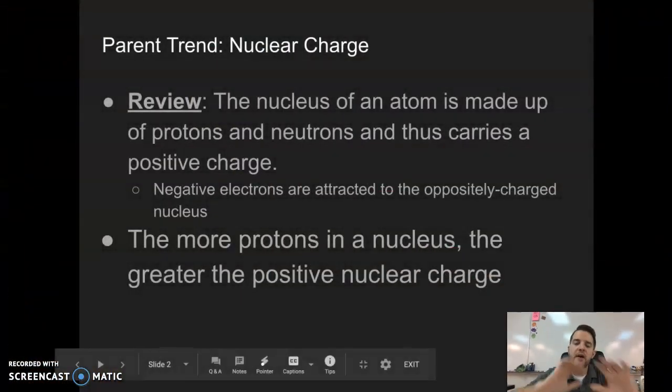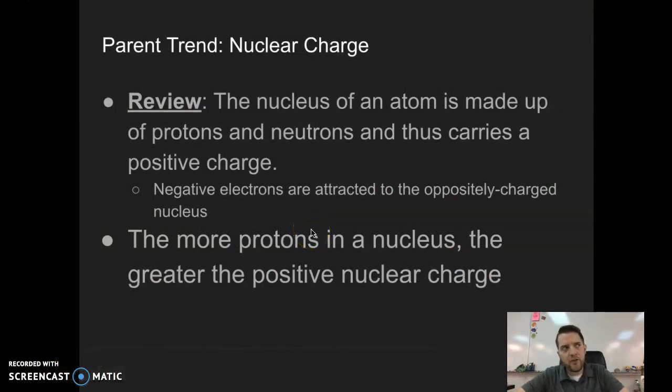Now, what keeps them from going all the way in is their energy, their momentum, and their centripetal force that keeps them on their pathways through the orbitals. But if the attraction of the nucleus, because it's positive, to the electrons, because they're negative, then the more positive the nucleus gets, the more we're going to see that attractive force. So the more protons you have in a nucleus, the greater the nuclear charge is going to be. That's our first parent trend, nuclear charge, the charge of the nucleus.